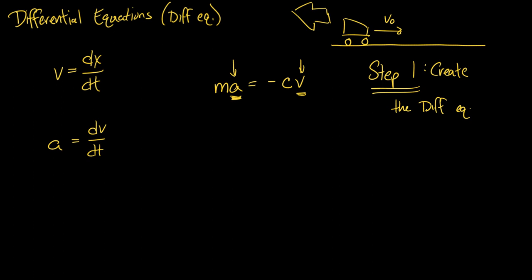Your goal, though, is to try to reduce the number of variables. We currently have 2 variables, acceleration and velocity. We want to substitute in a differential that reduces the number of variables.